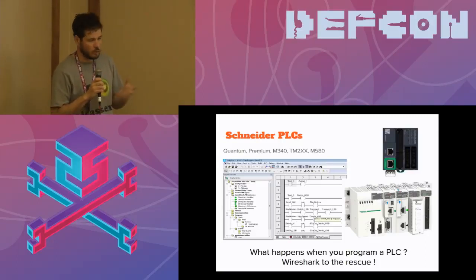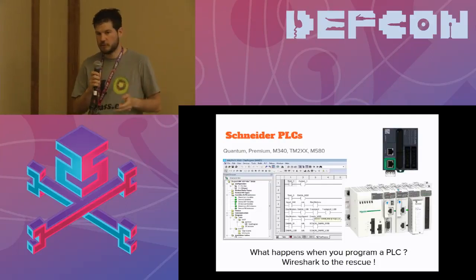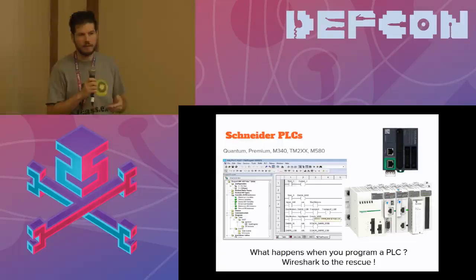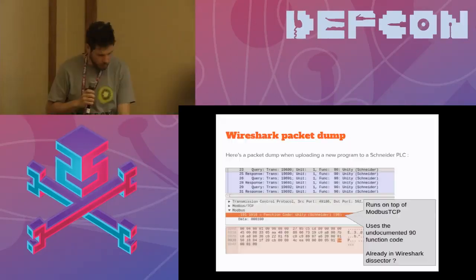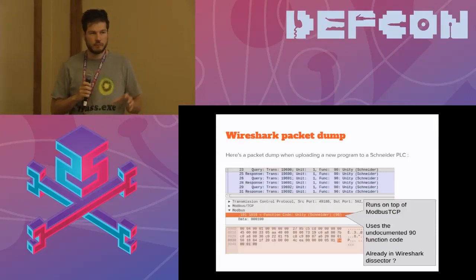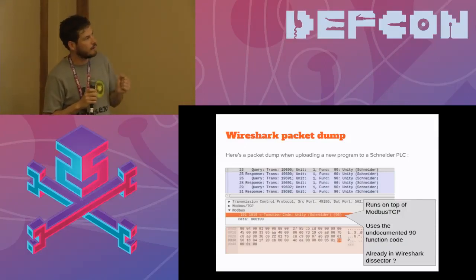And what we're going to see is that Unity Pro is actually relying on a specific Modbus function code to discuss with the PLC and to program it. So how do we do that? It's quite simple. You install a demo PLC, you install Unity Pro, you launch Wireshark, and you take a look at the packet dump. So as you can see, here's a packet dump when I log in to a PLC and I upload a new program.